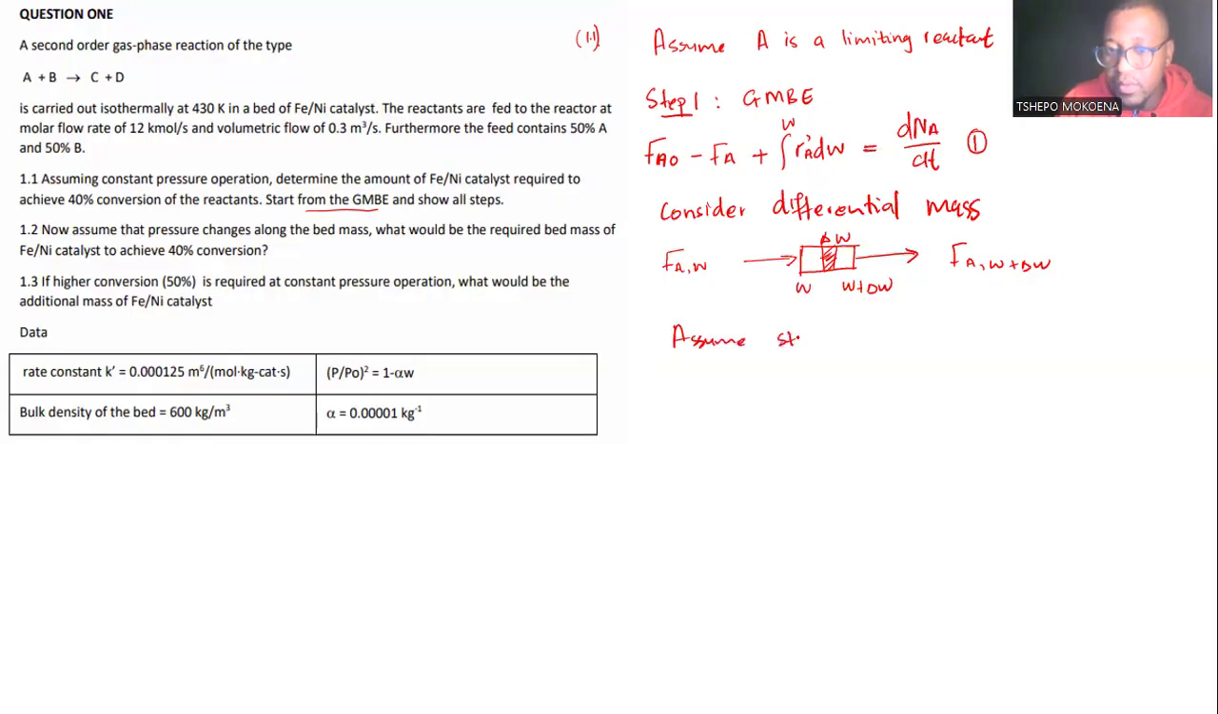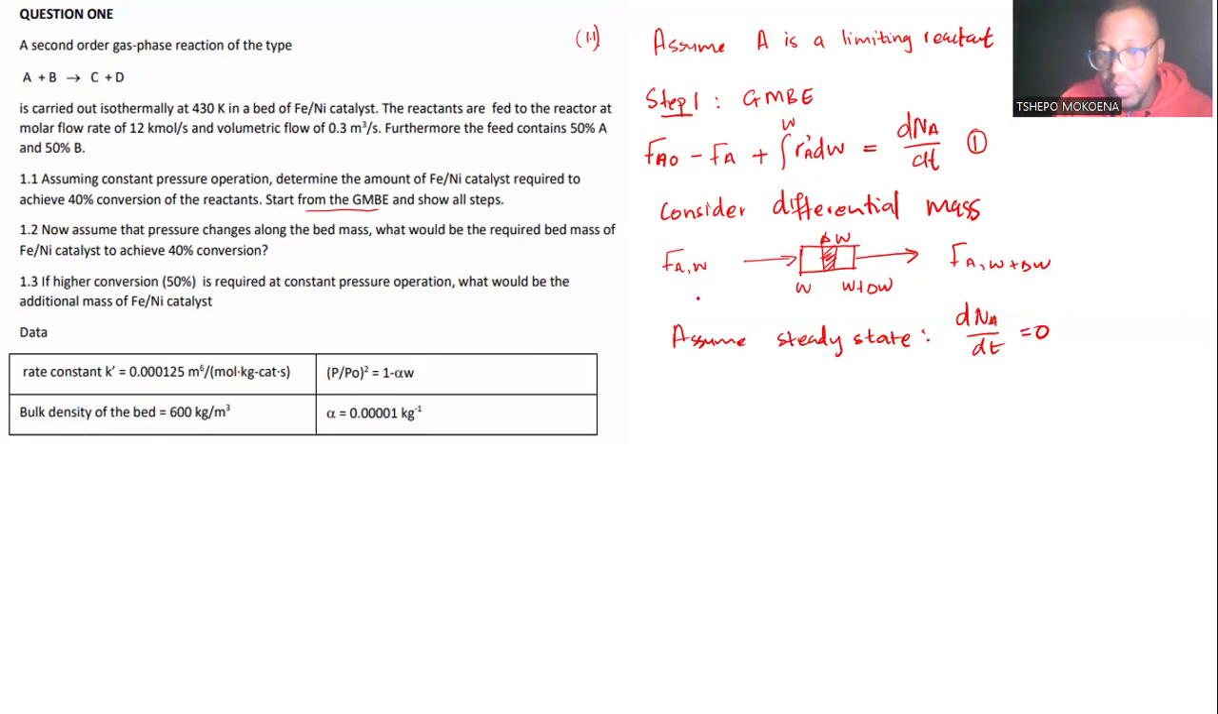Assume steady state. If we assume a steady state, that means the rate of moles will definitely be equal to 0. So let us rewrite this general mole balance equation in terms of differential mass.